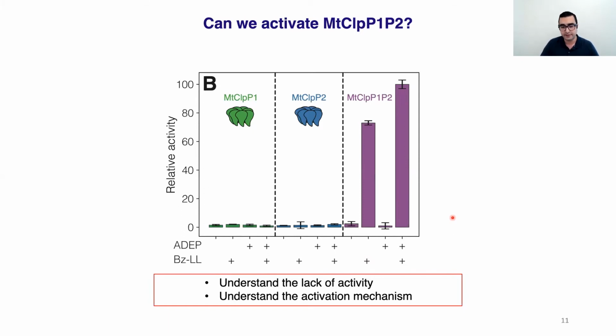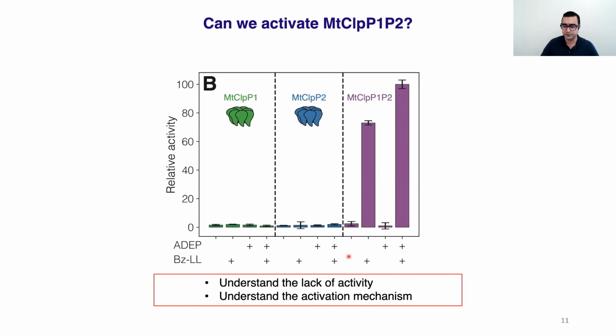We do not have any mechanistic understanding of why the apo form, even P1 in isolation, P2 in isolation, or mixed, is inactive. At that point, we did not know why there's a lack of activity. We also didn't know how these short peptides, these dipeptides, activate the P1, P2 complex. So hopefully by the end of this brief talk, you'll have some idea about both of these.